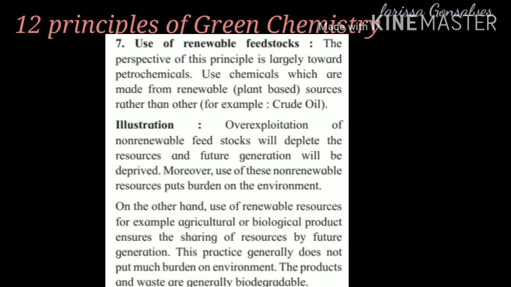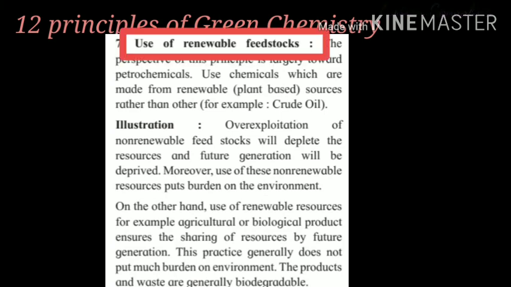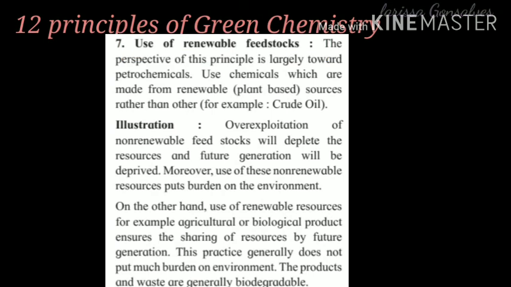Seventh principle is use of renewable feedstocks. The perspective of this principle is towards petrochemicals. Petrochemicals are chemical products obtained from petroleum by refining. Hence, we need to make use of chemicals which are made from renewable sources, like those based on plants, rather than crude oil. Let us understand this principle with the help of an example.